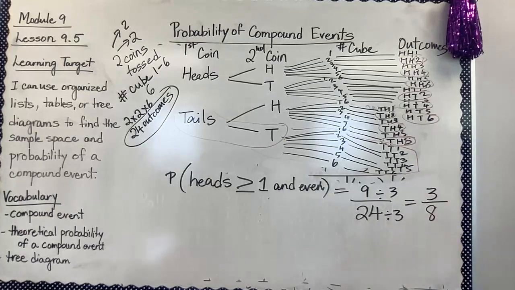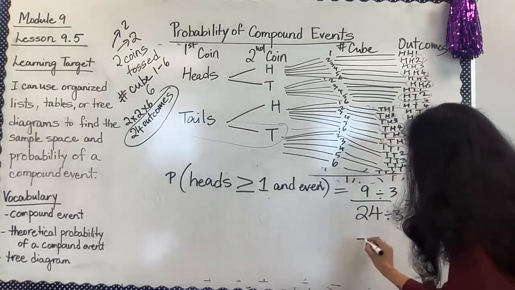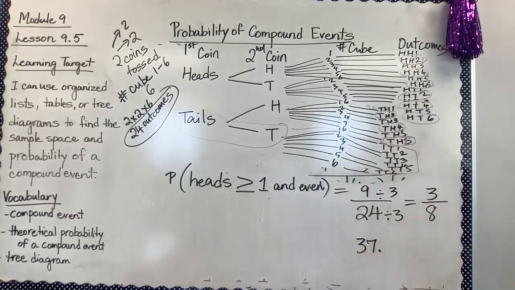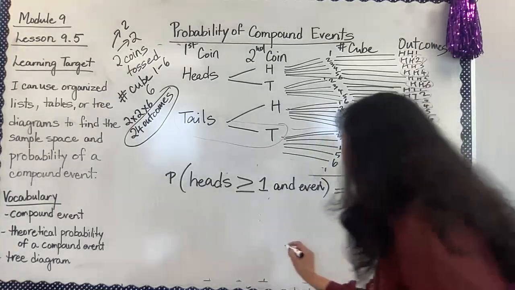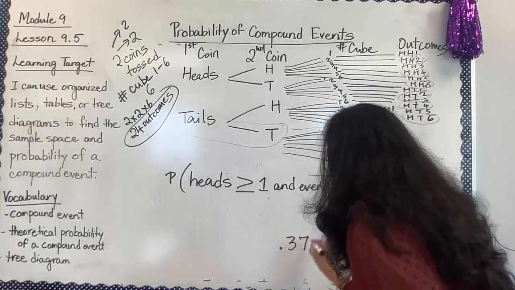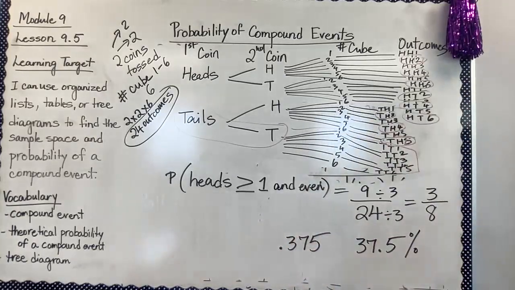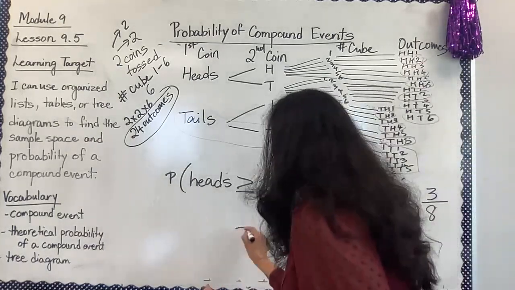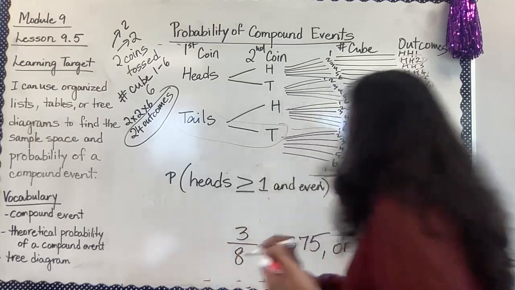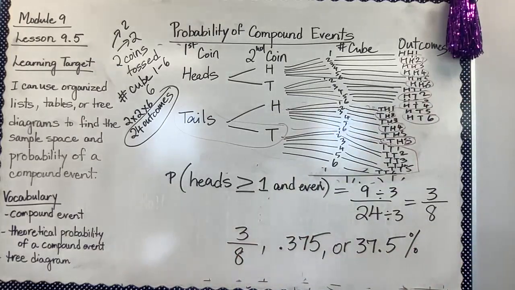And then I can change this to a percent. When I change this to a percent, I'm going to get 37.5%, because if I divide 3 by 8, I get 375 thousandths. As a fraction or a ratio, it is 3 to 8. And that's how we find the probability of this.